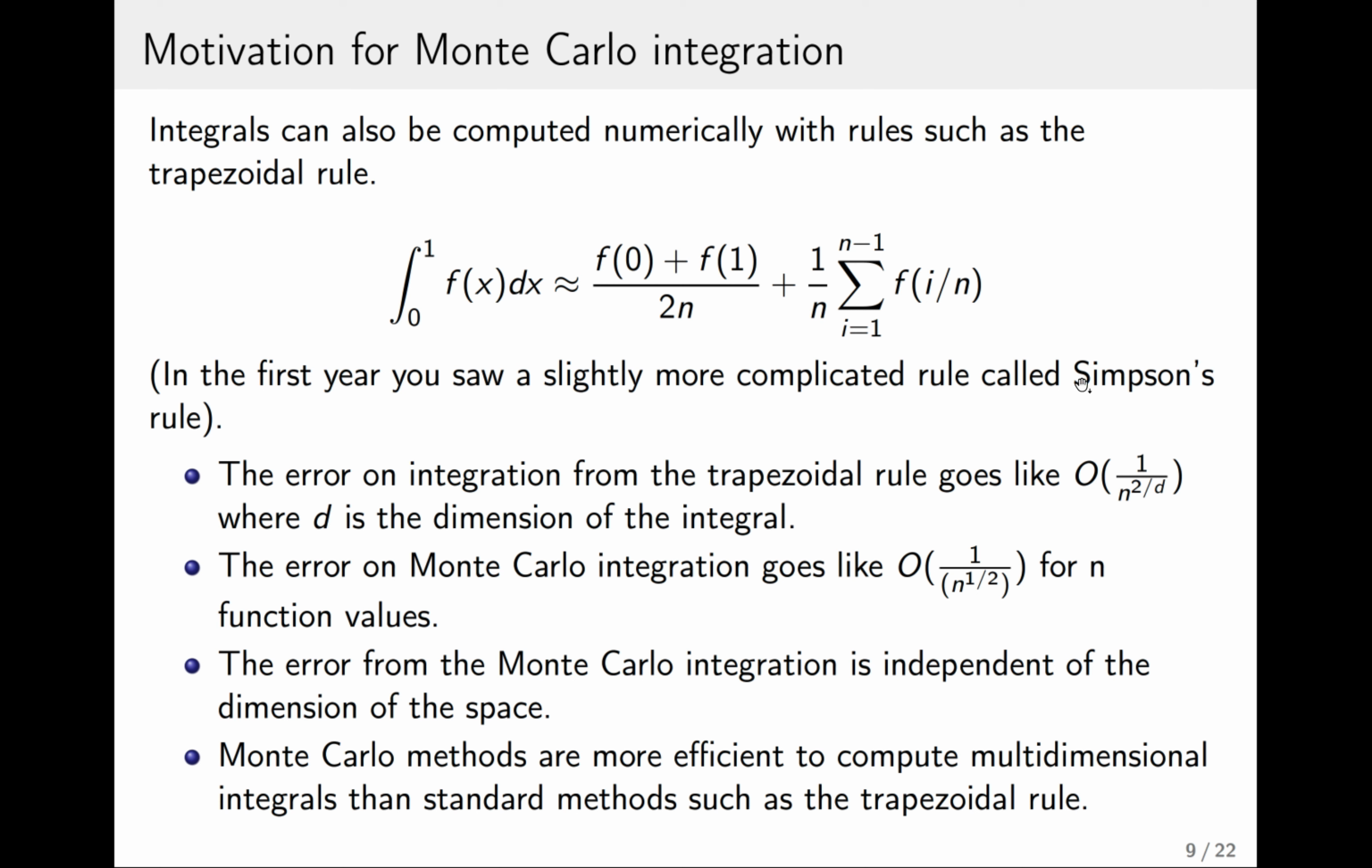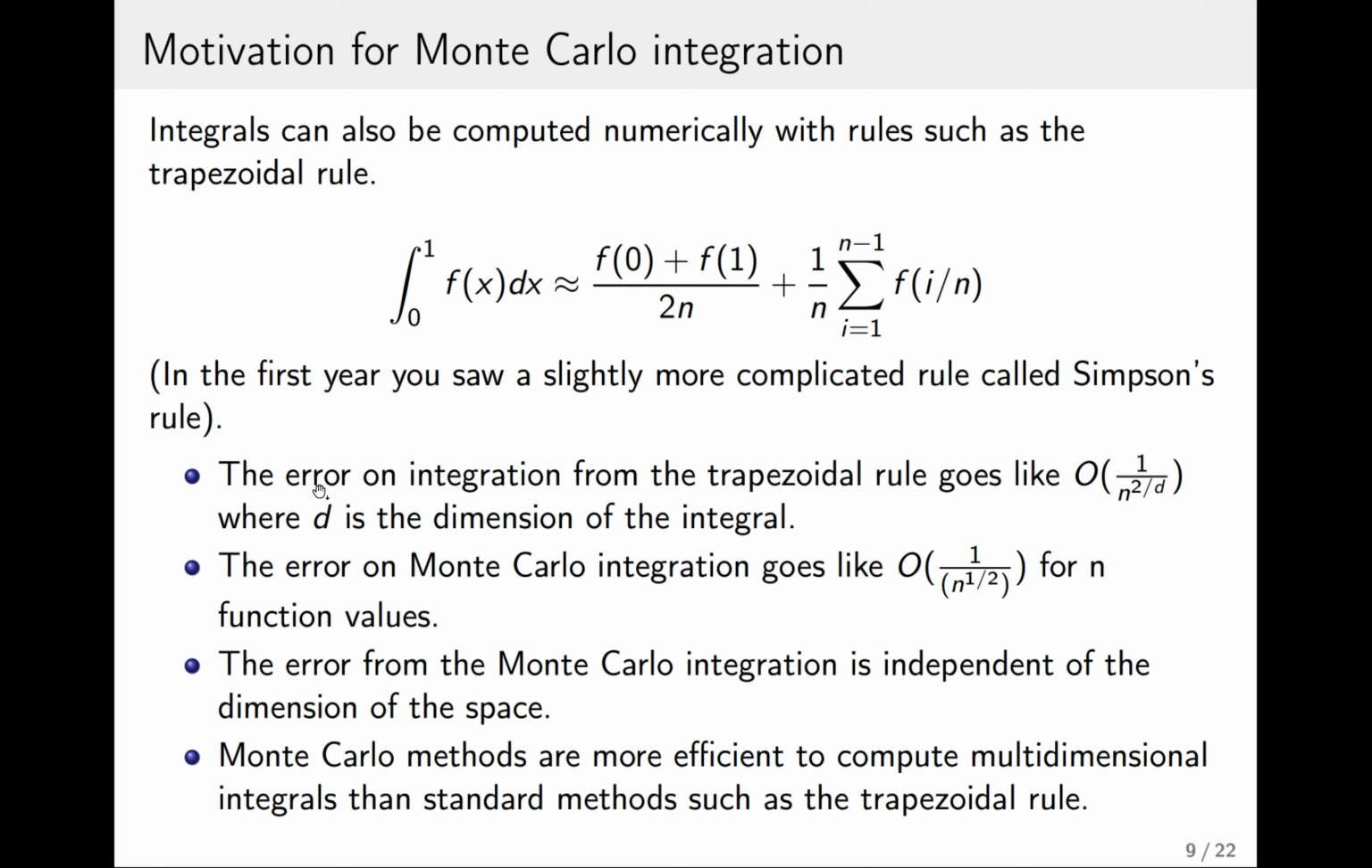In the first year, you also saw something called Simpson's rule. So in one dimension, these methods are fantastic, so you don't really need Monte Carlo integration. What you saw in the first year is you just had a one-dimensional integral, and you use a rule like this, a sum over the function at some points. And these methods will generalize if you have to do a two-dimensional or three-dimensional integral. You just need a lot more points.